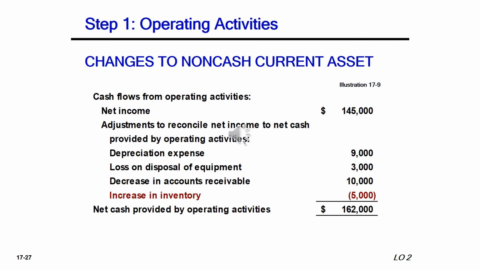So now we'll take the increase in inventory, which was 5,000, and we're going to deduct it from our cash flows from operating activities, and that will give us net cash provided by operating activities dropping down by 5,000 down to $162,000.